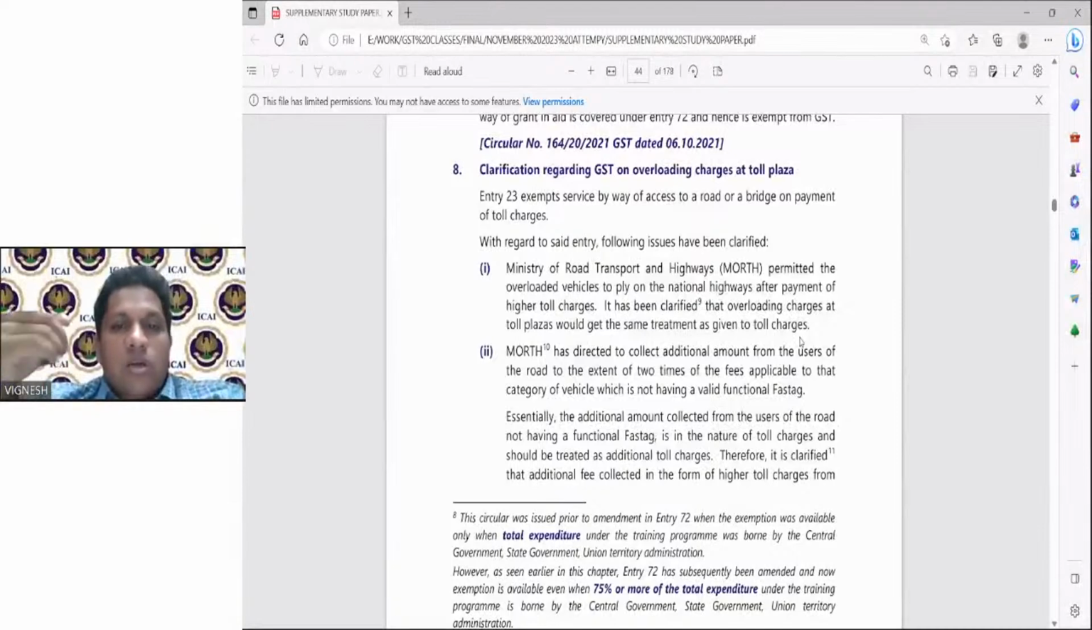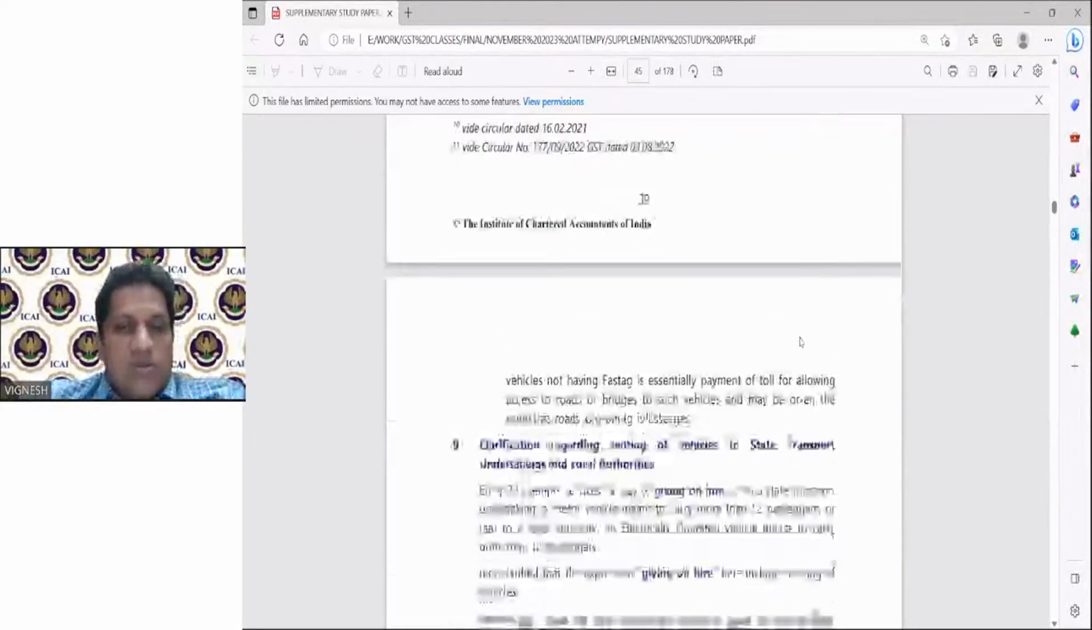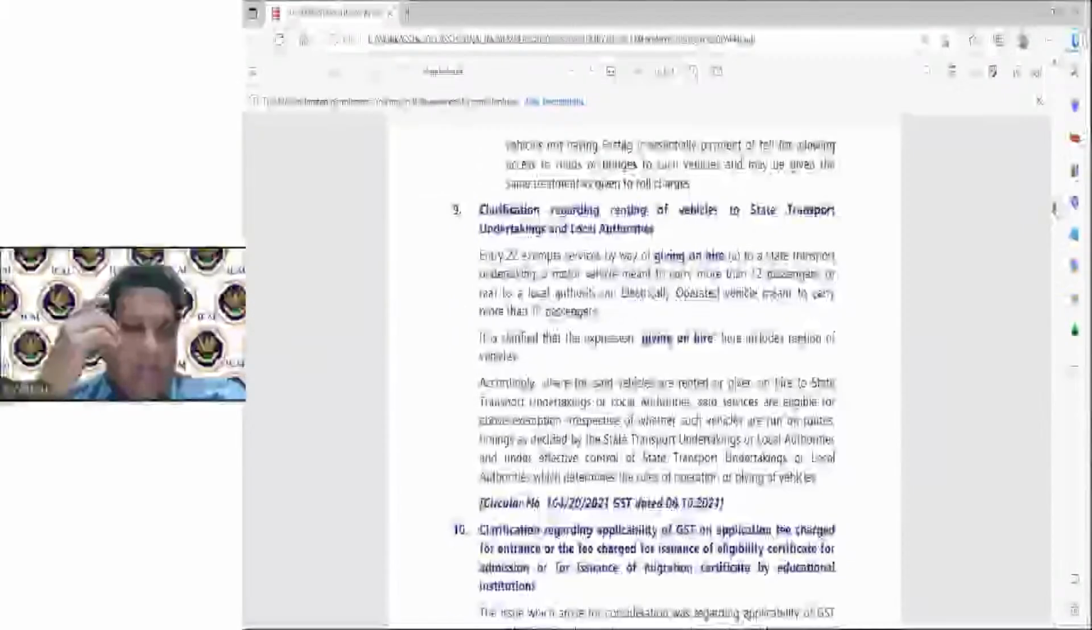Also, an additional amount has to be taken from the users in case the vehicle does not have FASTag. What is FASTag? I'm sure every one of you knows by now. It is the tag which is stuck on the vehicle for automated collection of tolls. So in case any vehicle does not have a FASTag, double toll shall be collected. So this additional charge is also payment of toll. So therefore that is also exempt.